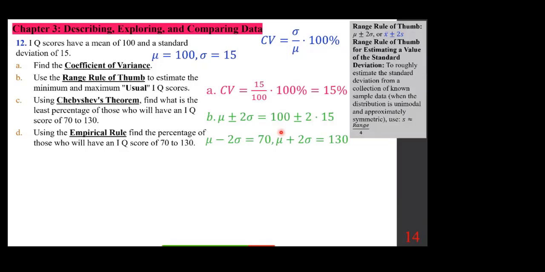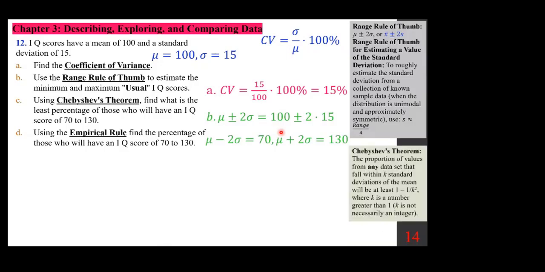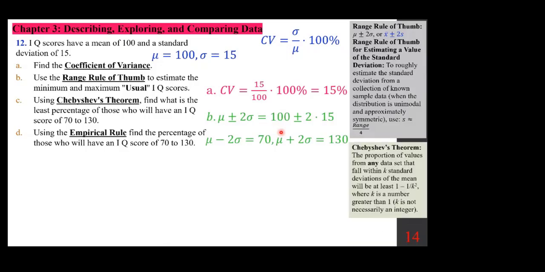Chebychev's theorem is a little bit more conservative compared to the empirical rule. When we don't know we have a bell-shaped normal distribution, a curve that is symmetric, then we go with Chebychev's theorem. According to Chebychev's theorem, the proportion of values from any data set that fall within k standard deviations of the mean will be at least 1 minus 1 over k squared, where k is a number greater than 1 and is the number of standard deviations away.